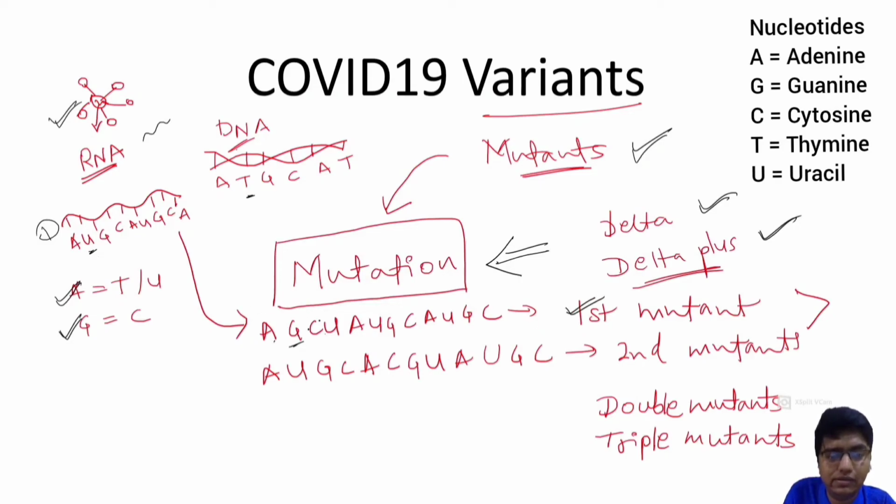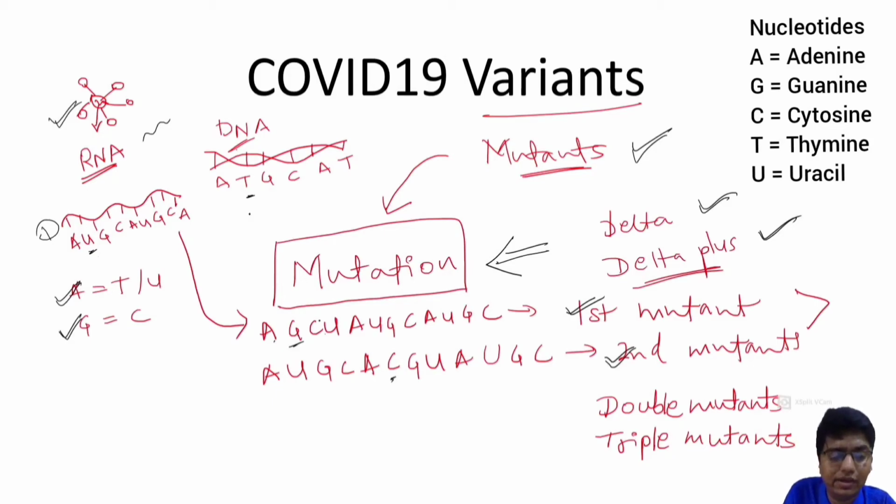Now this second example: AUGC. Here it is ACGU. Then here also, this is the same again, AUGC. So there is a change here. So basically this is the second mutant. These are just examples.